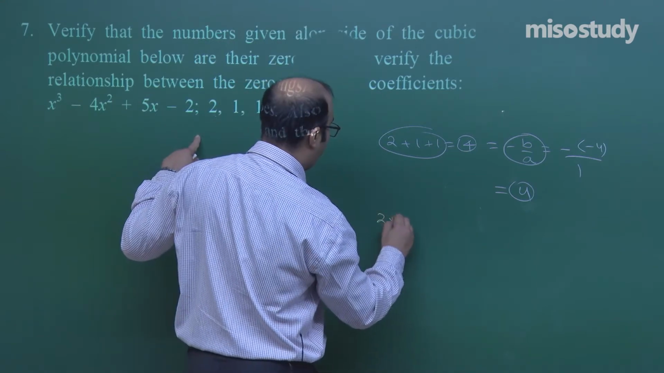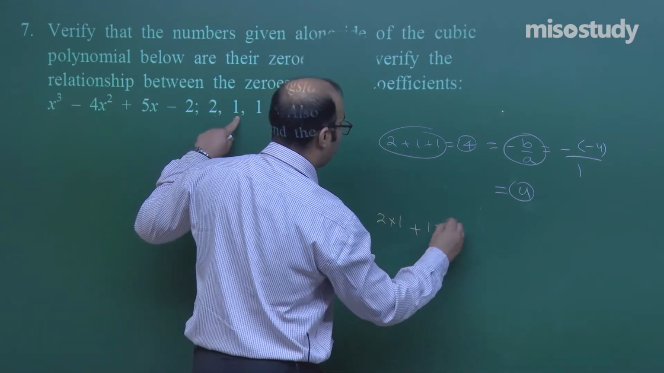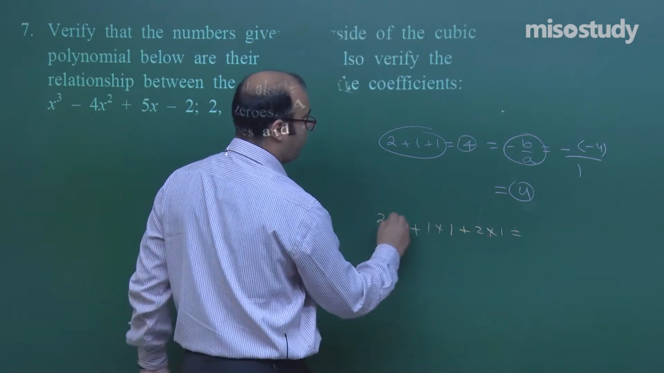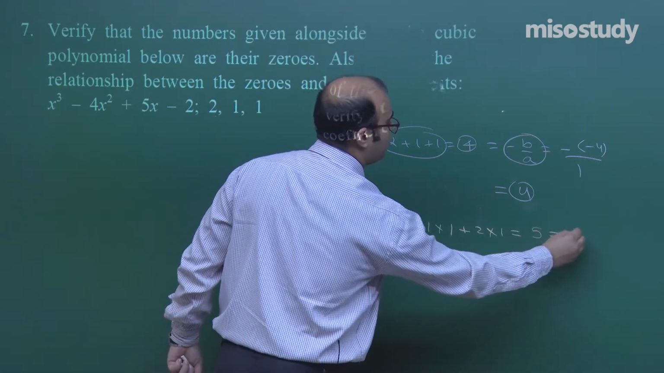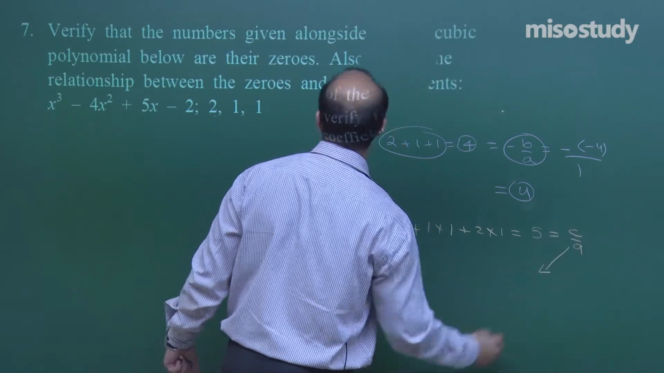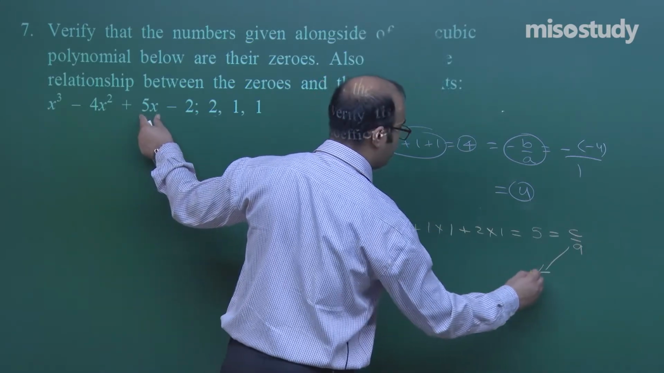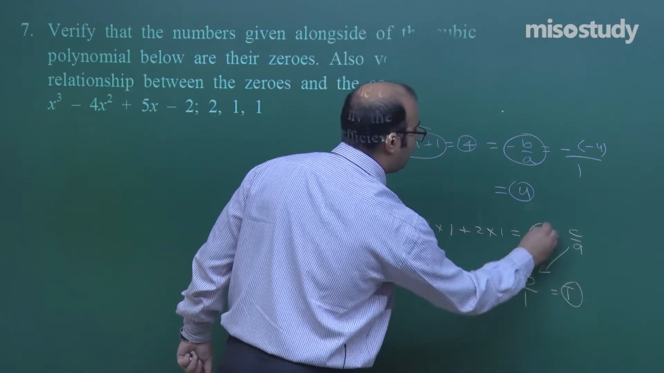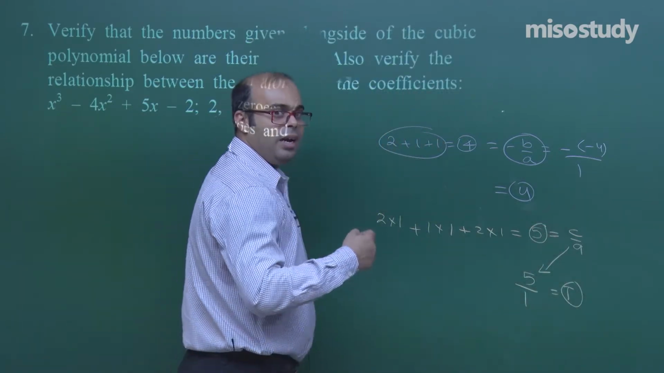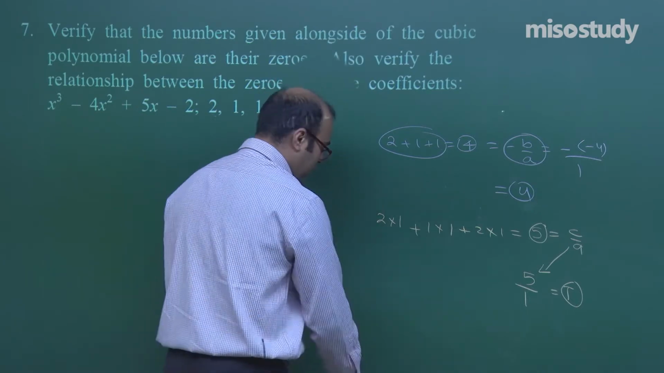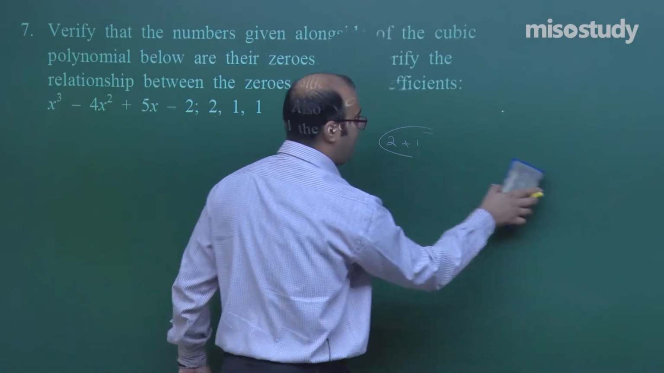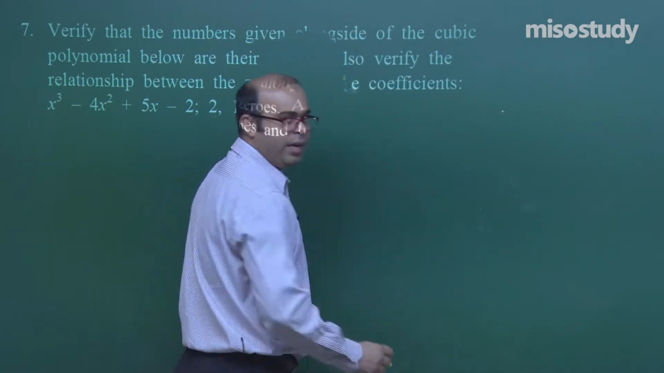Next let us verify the sum of the product of the roots taken pairwise. So 2 into 1 plus 1 into 1 plus 2 into 1. What will we obtain? 2 plus 1 plus 2, 5. And that should be equal to c by a. What is c by a? Let us check. c is 5 and a is 1. So it is also 5. So both are equal, which means that the other relation is also true, that the sum of the product of the roots taken pairwise is equal to c by a.